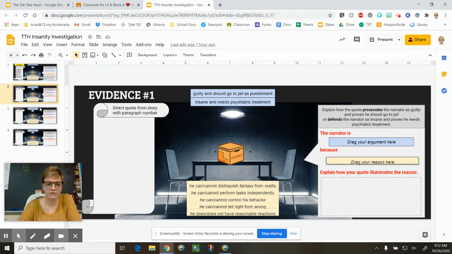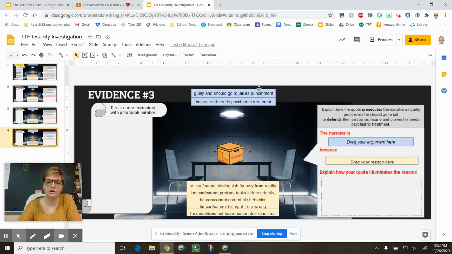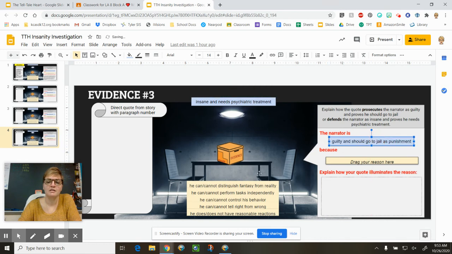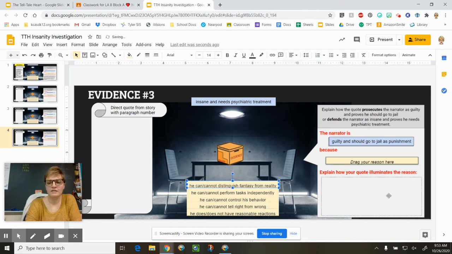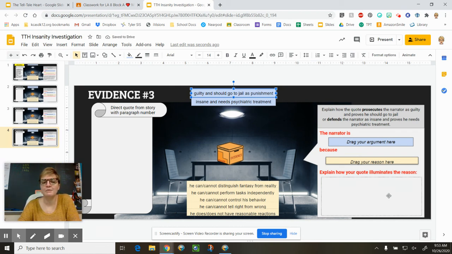You are going to do that for 3 quotes from the story, arguing your side. So you'll click and drag your argument into this space. You'll click and drag your reason into this space. If you're arguing that he's guilty, you're saying that he can do these things. So you would delete the cannot part. And then you're going to explain your reasoning down here. That is due tomorrow. And then tomorrow we end up in groups for people to compare.